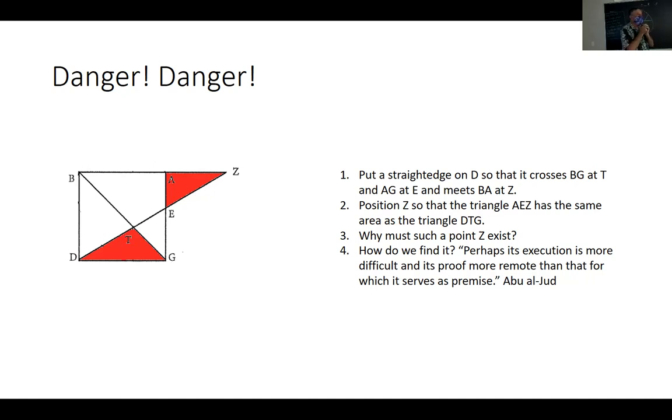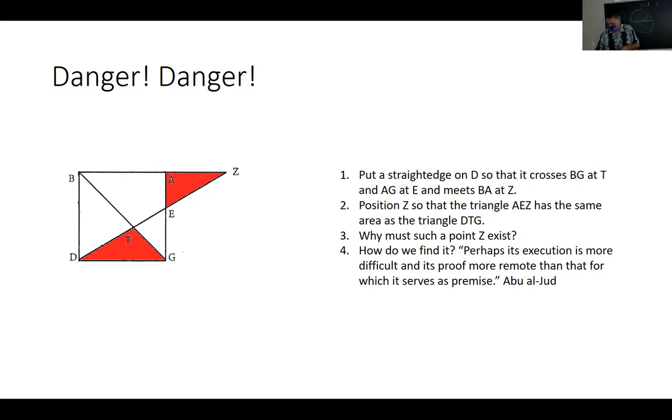paper of Archimedes that's only known from the Arabic translation. So the Arabic scholars had a copy of this. They had it at Baghdad, and they were just sort of stunned by it. As we'll see later on, the construction is super elegant, very, very classy. But it's just like, how do we do this? And so one commentator, I think from the 9th century, Abu al-Jad said, perhaps its execution is more difficult and its proof more remote than for which it serves as a premise. So it's just like, oh, how do we do this?